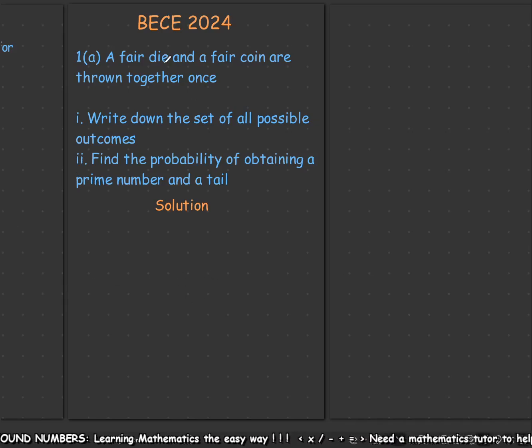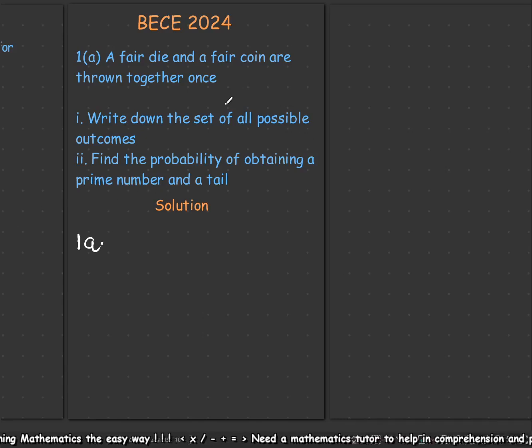It says, a fair die and a fair coin are thrown together. Now, that is question 1A. So you have to write down all the set of possible outcomes. Write down the set of all possible outcomes. And then the second one says you have to find the probability of obtaining a prime number and then a tail.